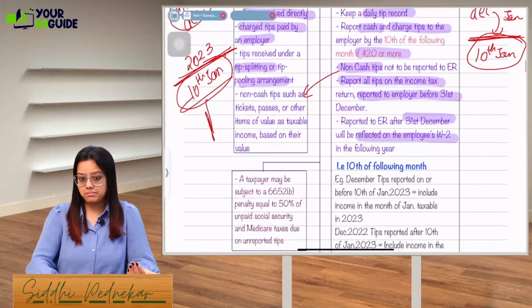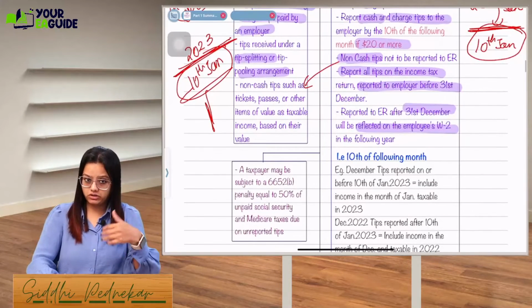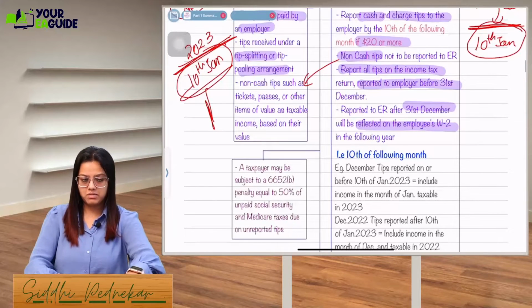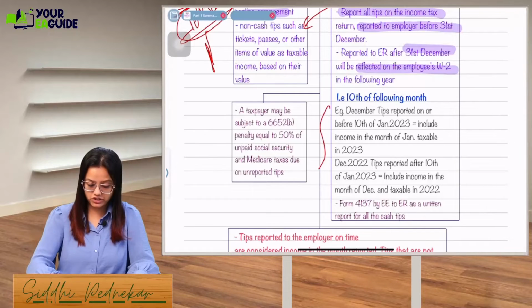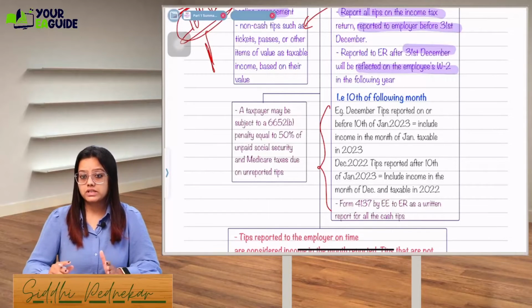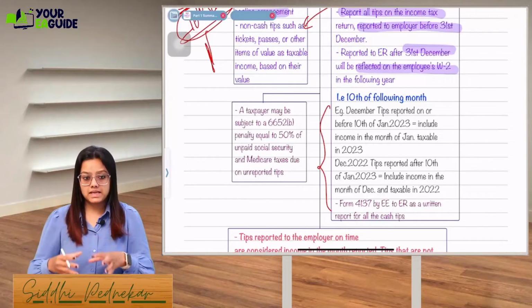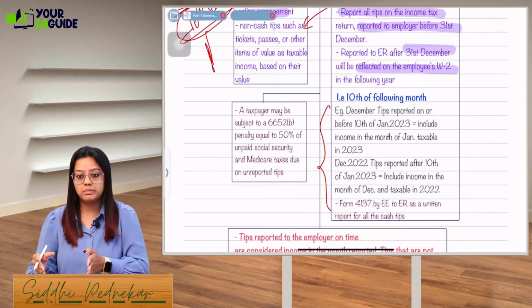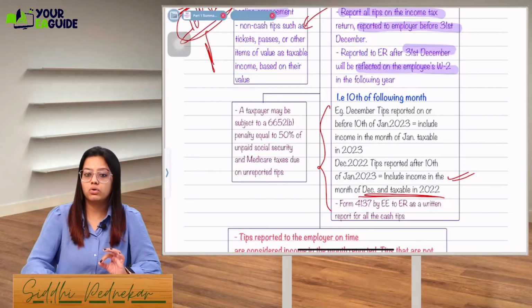But there is one exception. If you report it before 10th of Jan, it will be included in the following year. After 10th of Jan, if you delay in reporting the tip income, it will be included in the 2022 tax year. This is the example which is mentioned over here. You can just quickly go through it. Okay, so a December tip reported on or before 10th of Jan is included in the income in the month of Jan. Okay, taxable in the next year. But a December tip which is reported after 10th of Jan, delay in reporting, will be included in the income in the month of December and it will be taxable in 22 only.